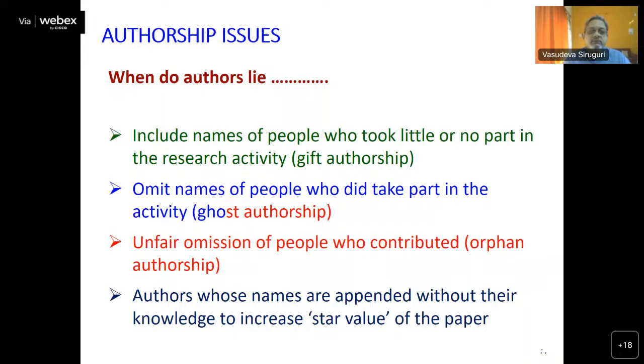Then finally, we have the unfair omission of people who really contributed to the activity. At the end of the process, they find that their names are not included. That's what is called orphan authorship. And sometimes people include names of people without even telling them, just because they happen to be big names or famous names, and you feel that adding their name will help to get the article published. So it's called a star value author.